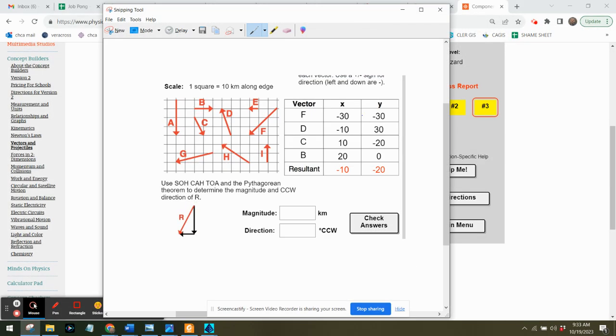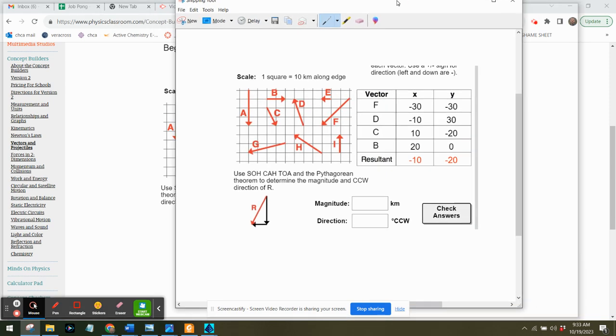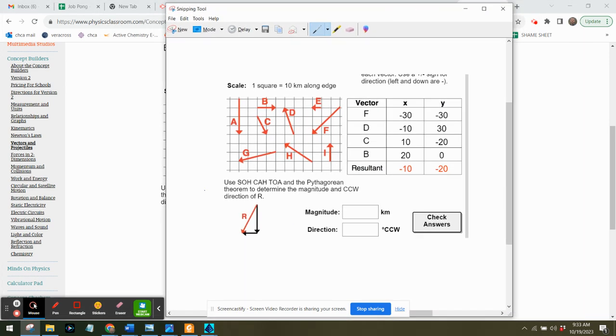Go to the good old snipping tool, and hopefully this will work. And so what we're really trying to do is we have here a triangle that would look like this. I apologize for this being kind of crooked, but this is the best I can do right now. So here we have a triangle.